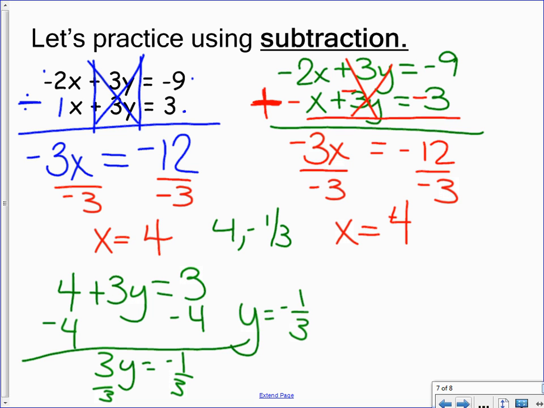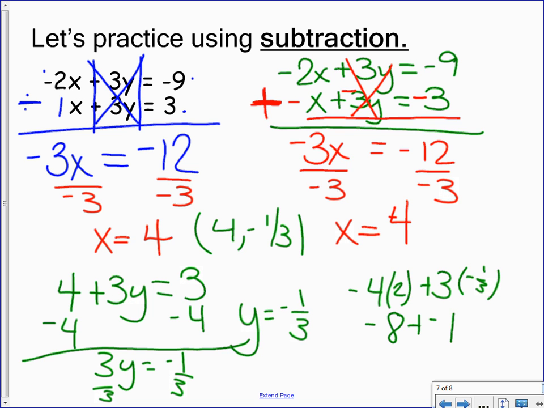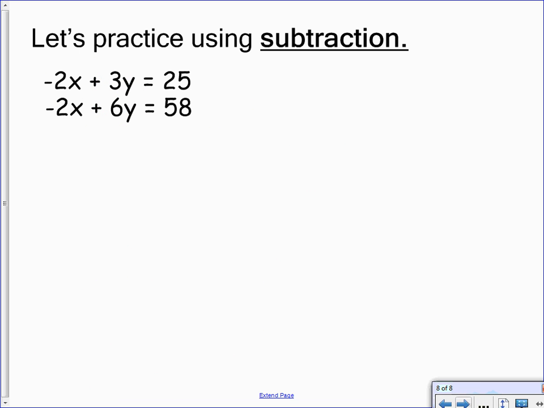Let's try that up at the top one. What's negative 2 times 4 plus 3 times negative 1/3? Negative 8 plus negative 1, does that equal negative 9? Check. Okay, one more example.